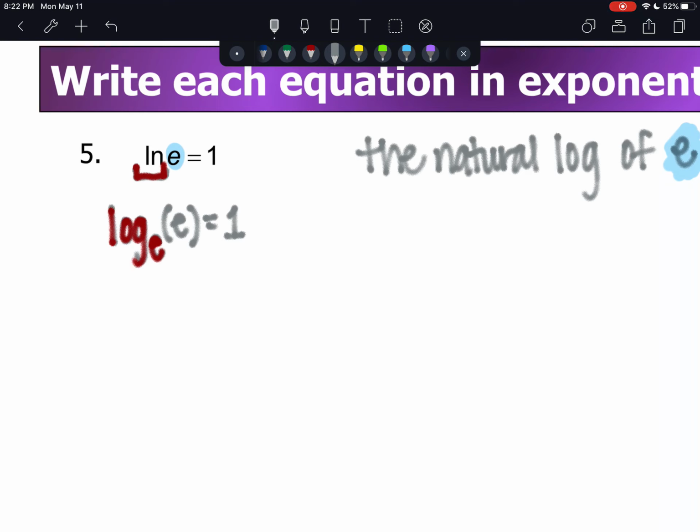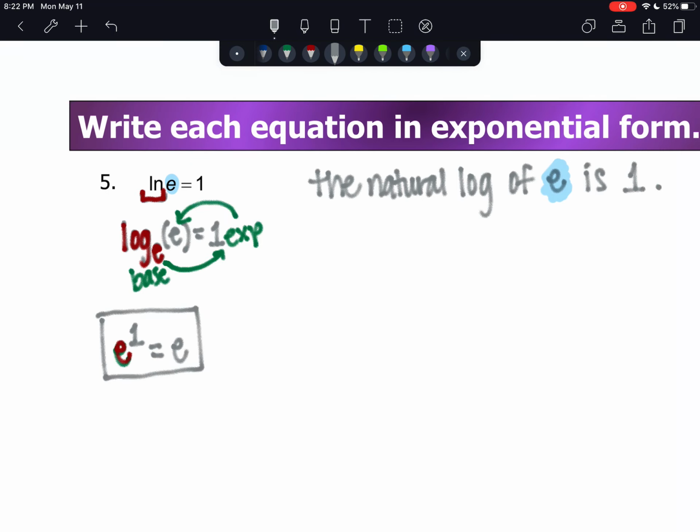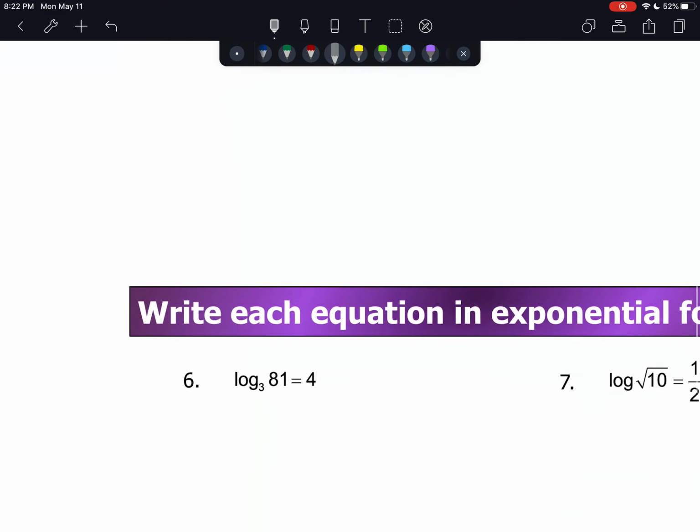So now that I have this log base argument equals exponent, it was already in log form, but I can see very clearly now the base. Now I can write it in exponential form. So I'm going to take this base raised to the exponent equals the argument. So the base e raised to the first power equals e. This one's probably a little confusing because it's got all these e's in it. So let's do another one and I'll show you.